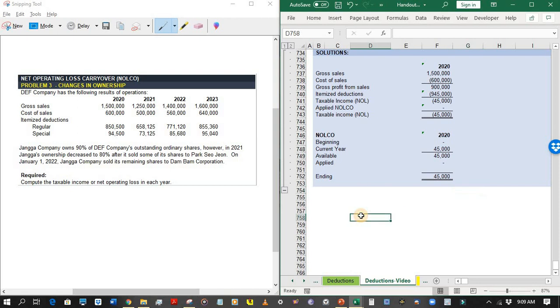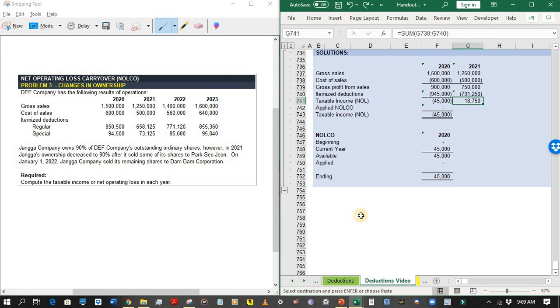So let us compute for the taxable income. So for 2021, we have a gross sales of 1.25 million, cost of sales of 500,000, so we have a gross profit of 750,000 pesos. So our total itemized deductions, including both regular and special, is 731,250 pesos. So we have a taxable income of 18,750 pesos.